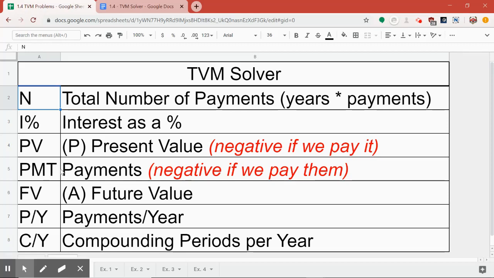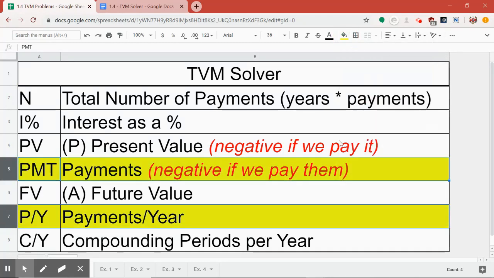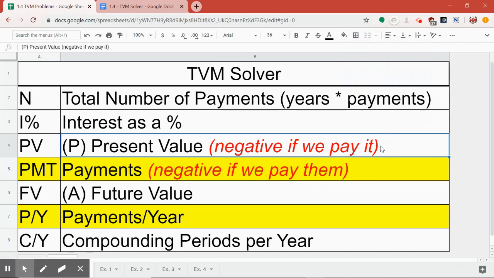PMT, we're going to look at this in the next unit, so we're not going to focus on it right now. FV is the future value, that is your A value in the compound interest calculations. P over Y is payments per year. C over Y is compounding periods per year. Now, on this list, these two in particular have a slightly additional meaning that we'll get to when we get to 1.5.